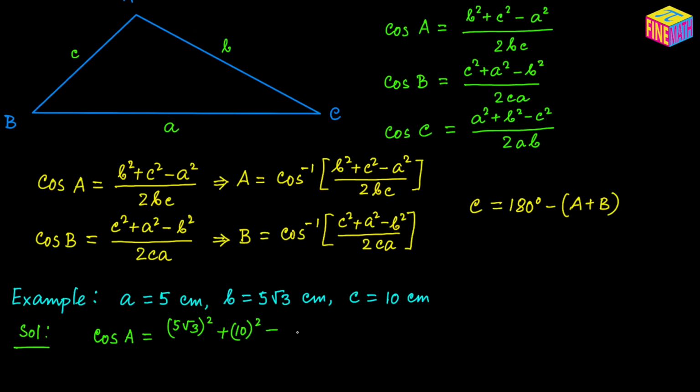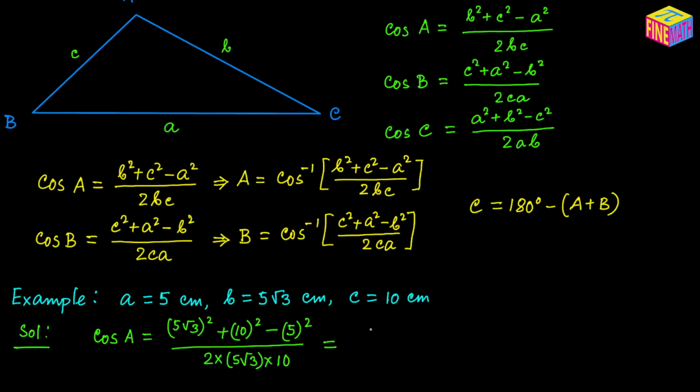What is a? A is 5, so that would be 5 squared. So that is b squared plus c squared minus a squared over 2 times bc. That would be 2 times b, which is 5 times square root of 3, times c. C is actually 10, and if we simplify this, what do we get?